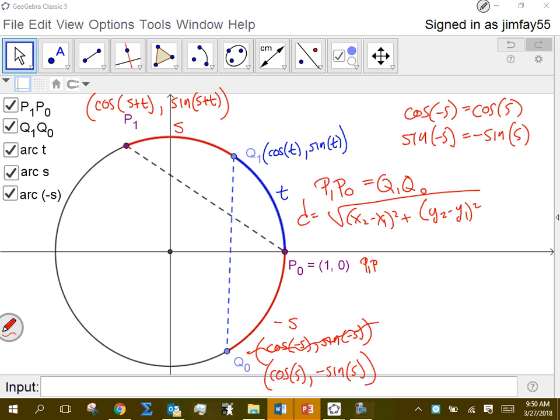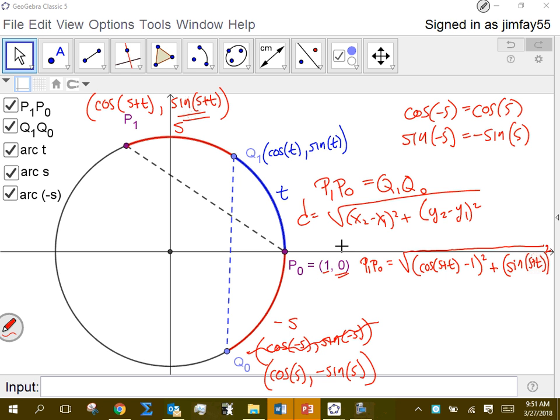Let's say P1 to P0 is equal to the square root, okay? I'm going to take this x minus that x. So it would be cosine of s plus t minus 1 squared. That is the difference in my x's squared. I'm going to do the same thing with my y's. So it would be this y minus that y. So that just becomes sine of s plus t, and we'll square that. Is that okay? So that is the distance of that chord.